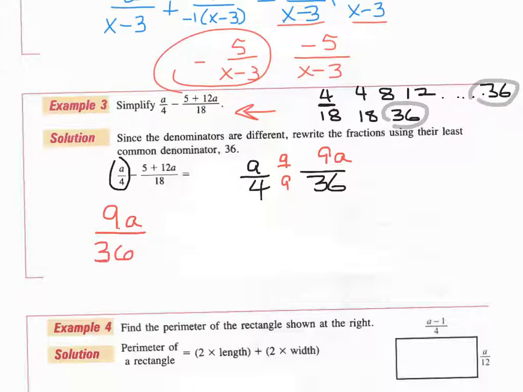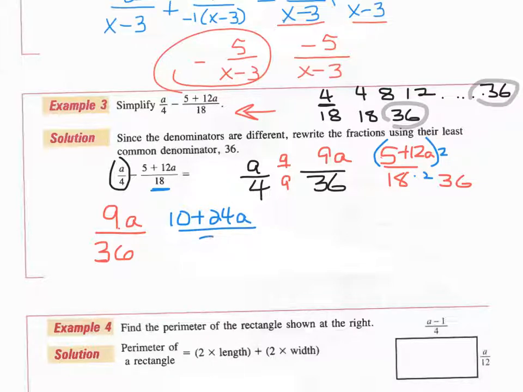Then the second fraction, I have to figure out what I am going to multiply 18 by to make it become 36. And then whatever I do to the denominator, I'm also going to do to the numerator. So 5 plus 12a. Notice I'm going to multiply top and bottom by 2. So the 18 turns into 36. When I multiply the numerator, I need to distribute the 2 to the 5 and the 12a. So my new fraction here is going to become 10 plus 24a, and it has the common denominator of 36.